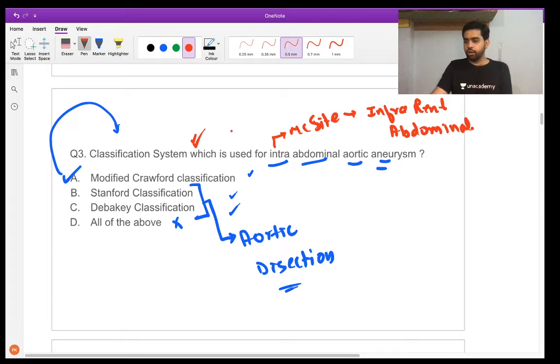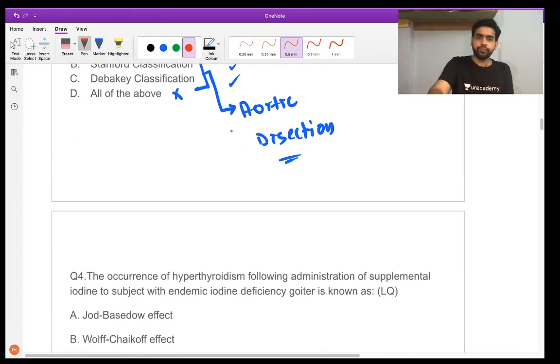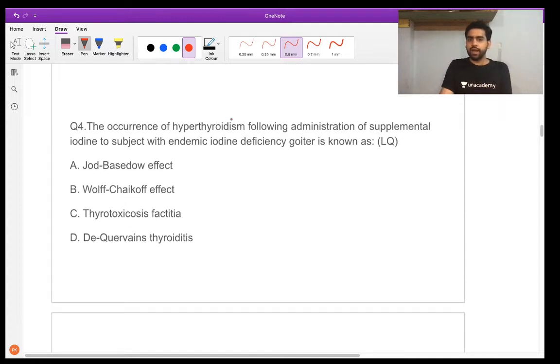Now, let us move on to the next question and talk about the occurrence of hyperthyroidism following the administration of supplemental iodine. It is basically asking you about iodine-induced hyperthyroidism. What is it known as? Is it the Jod-Basedow effect? Is it the Wolff-Chaikoff effect? Can anybody try to attempt it? So Shraddha is up with the answer, Jod-Basedow effect. Very good. So very simple: iodine-induced hyperthyroidism is the Jod-Basedow effect, and iodine-induced hypothyroidism is the Wolff-Chaikoff effect.